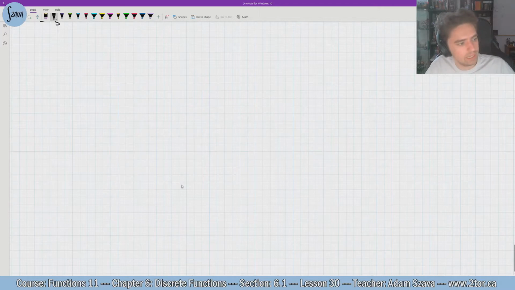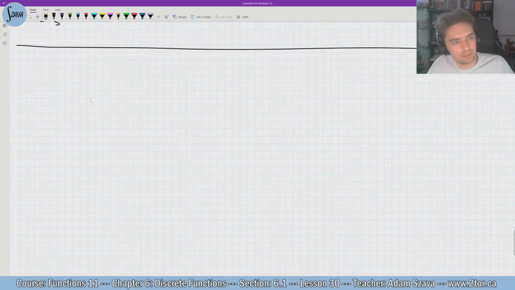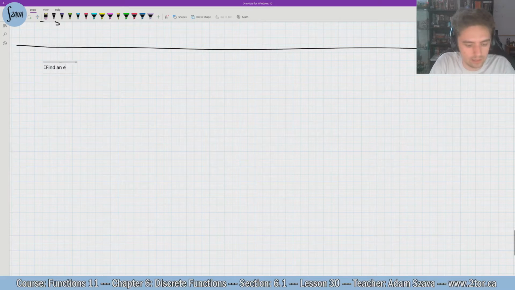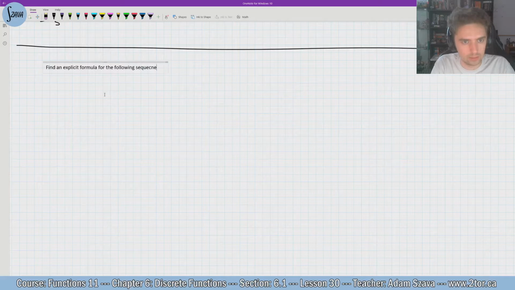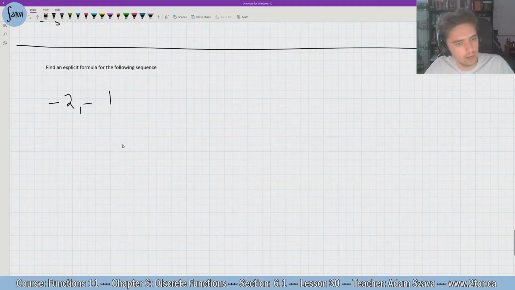So the next example is find an explicit formula for the following sequence. So let's take a look. I have -2, -4, -6, -8, -10.